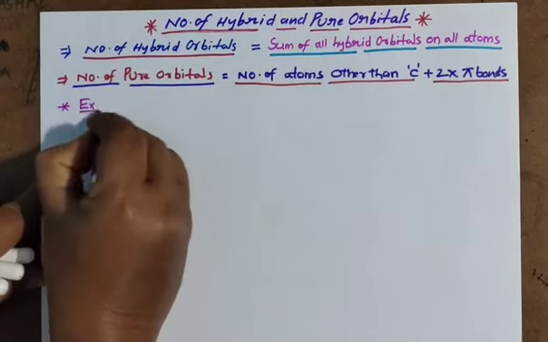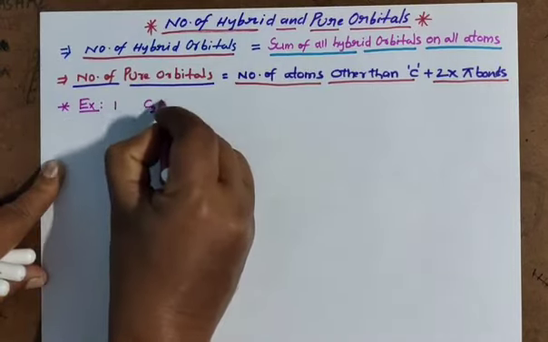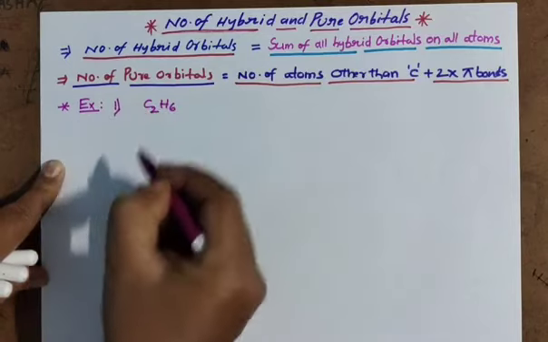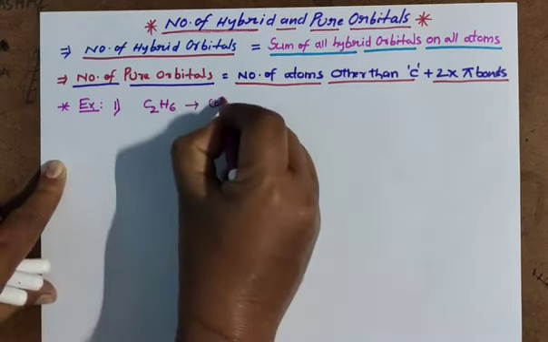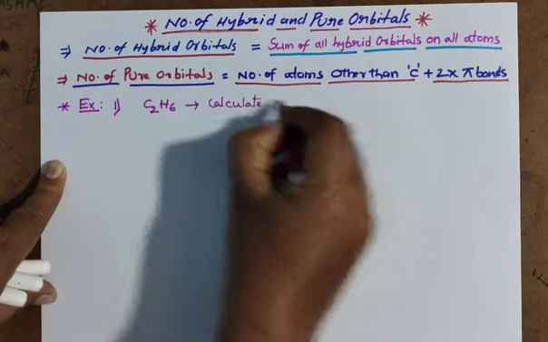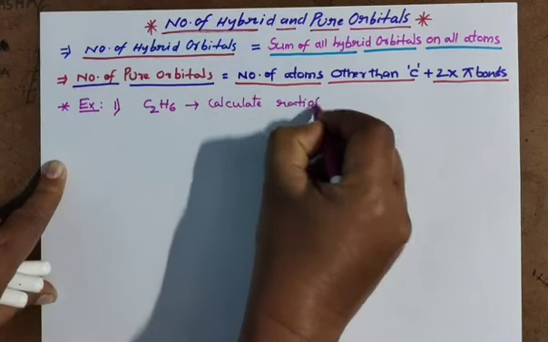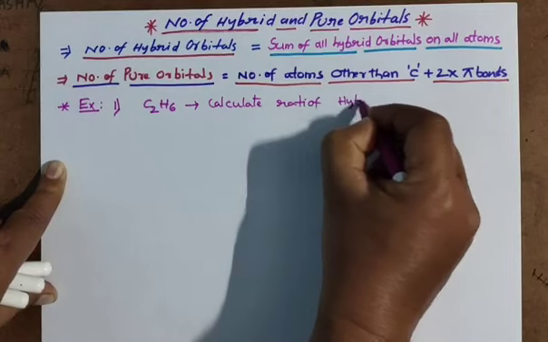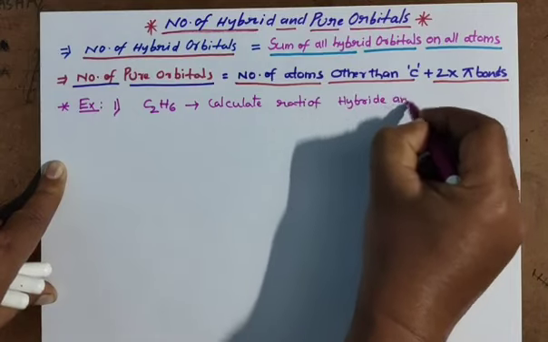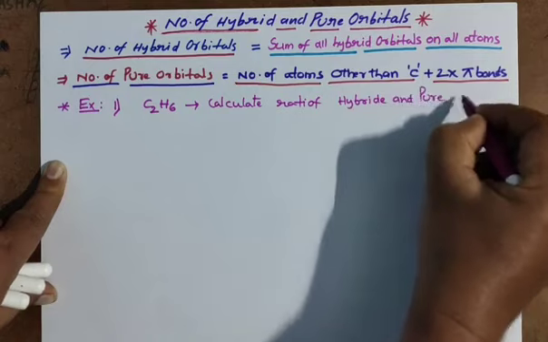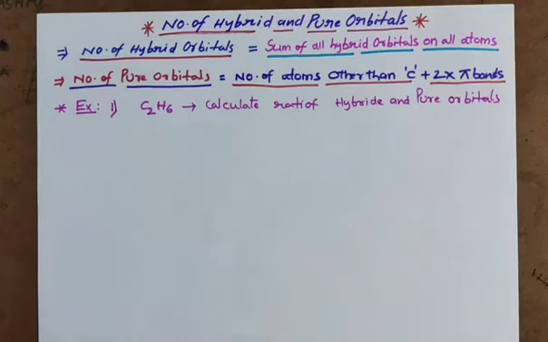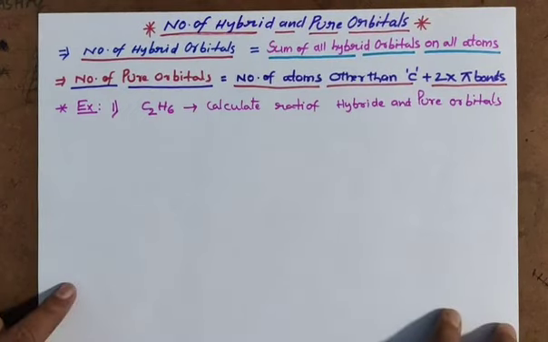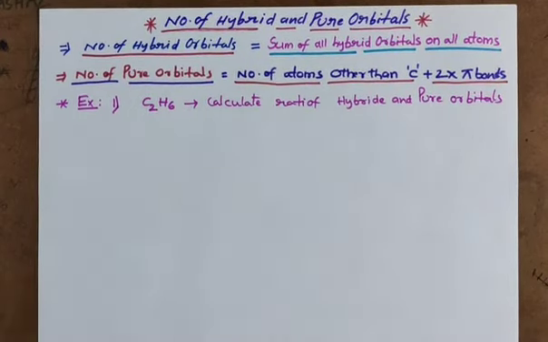Example number 1. I am taking C2H6. The question is, calculate the ratio of hybrid and pure orbitals. So what we have to calculate? The ratio of hybrid and pure orbitals. Go for here.